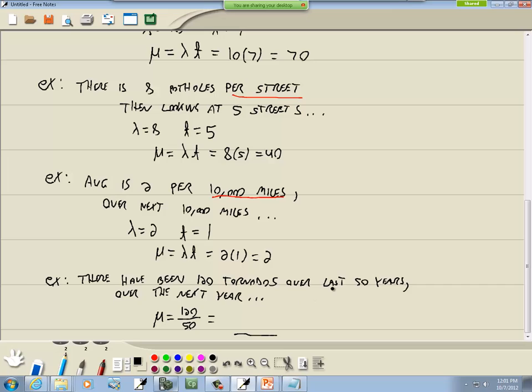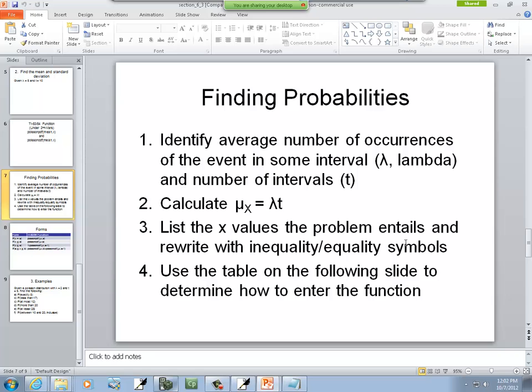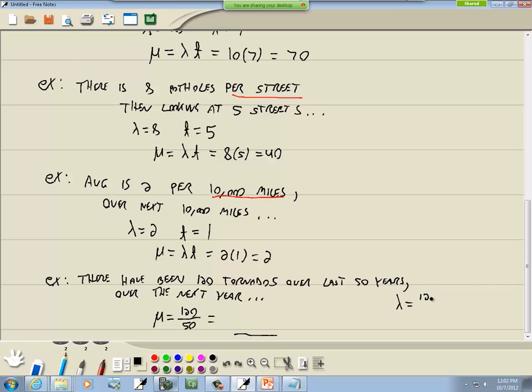I mean, it really isn't, because if you come up here, your lambda is the average number of occurrences of an event in some interval. To find an average per year, we take 120 divided by 50. So that's per year. And then time is asking over the next year, so T is equal to 1. So it really does fit this. It just looks different because you have to divide. And I don't know what that gives you, but that would be your mean.